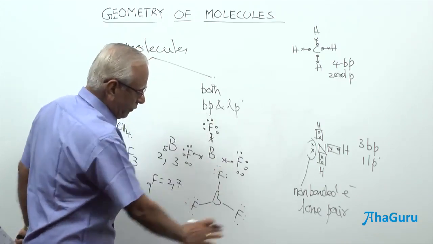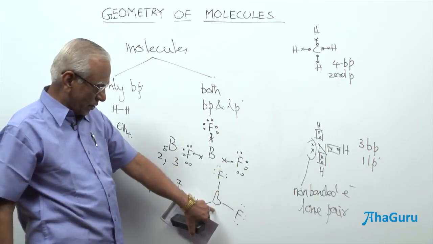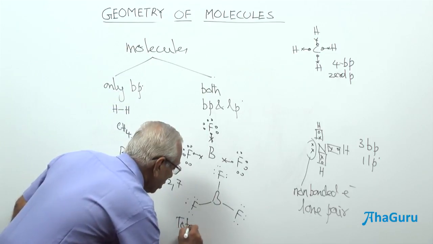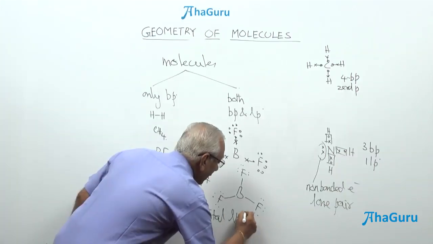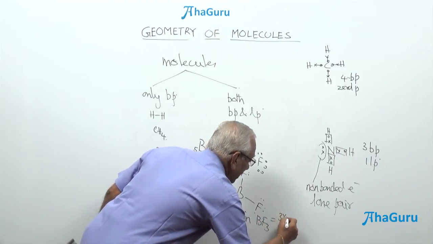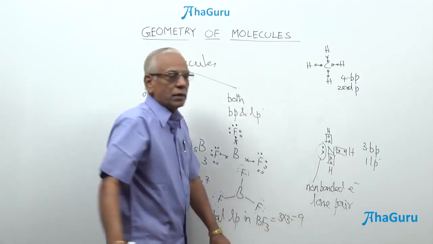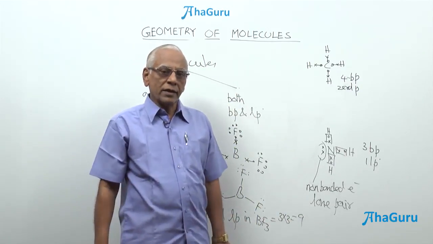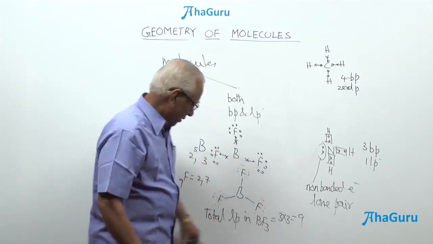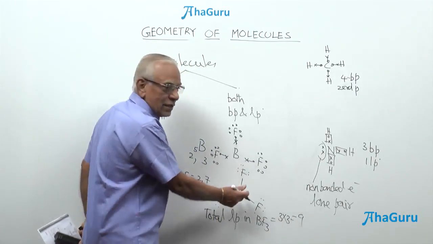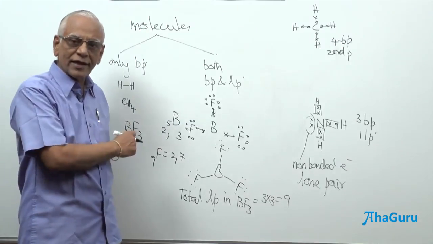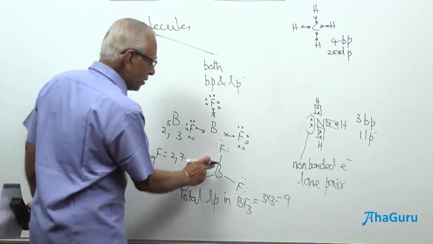So, on the whole, if I ask you how many lone pairs are there in boron trifluoride, the total lone pairs in boron trifluoride should be 3 into 3, 9 pairs of an electron. But the number of lone pairs around the central atom is 0. When I say lone pair, I mean around the central atom.